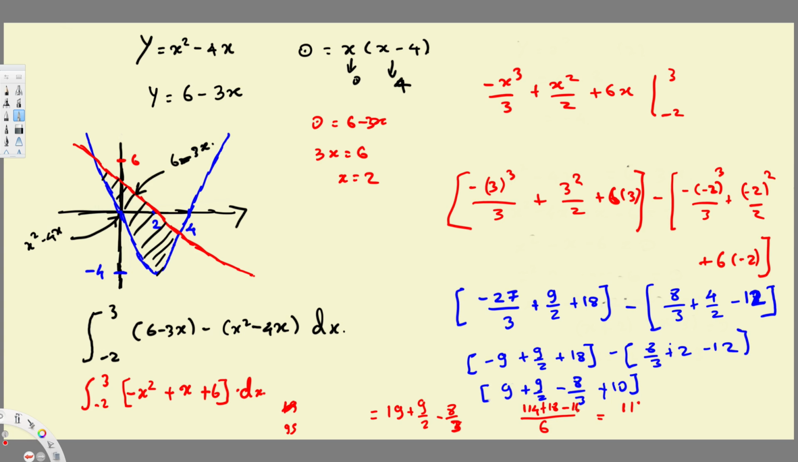Okay, so let's see. It seems like we made some mistake right here. So 9 times 3 is 27, right? So this is 27 right here. 27, so if you add 114 plus 27, it's going to be 141. 141 minus 16 is going to be 125. So this is going to be 125 divided by 6, and that's going to be the area of this shaded region.